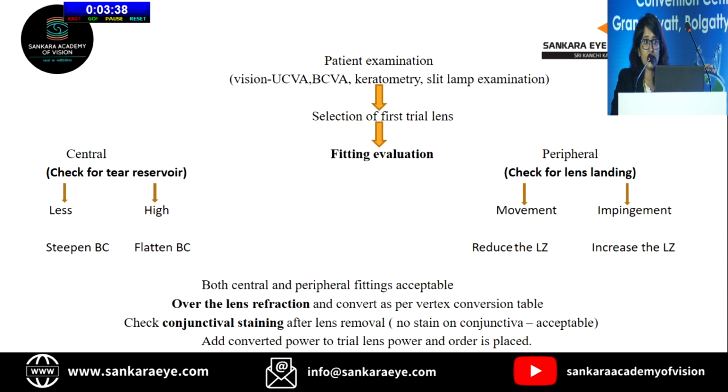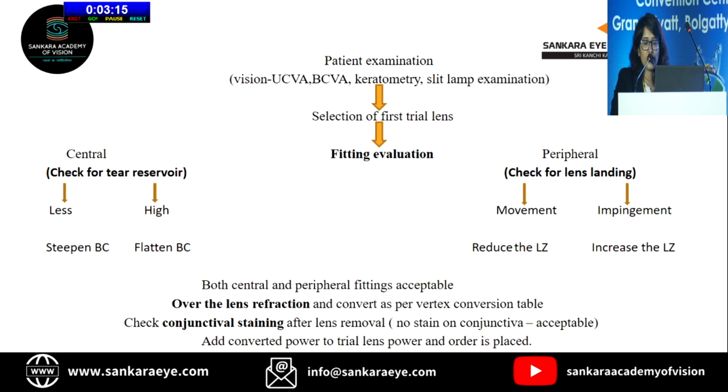After the lens is fitted, we check for the central fitting and the peripheral fitting. For the central fitting, we look at the tear reservoir. As told earlier, there will be a non-preserved saline mixed with sodium fluorescein. In other words, it's called the vault of the lens. The central vault should be between 200 to 400 microns. If it is less or high, we steepen or flatten the base curve accordingly.